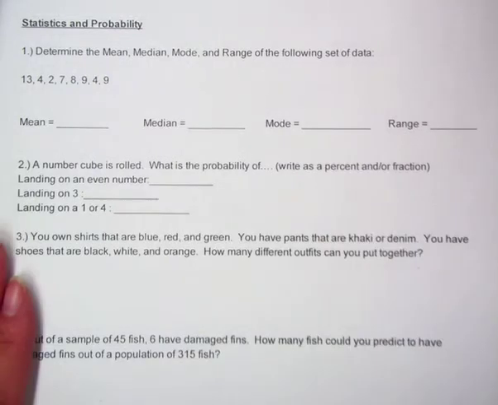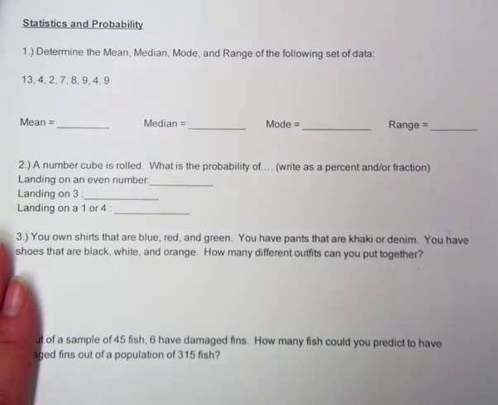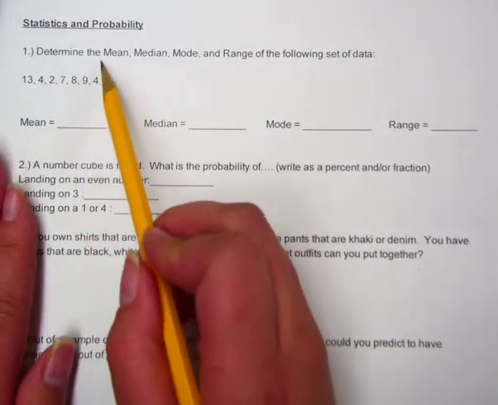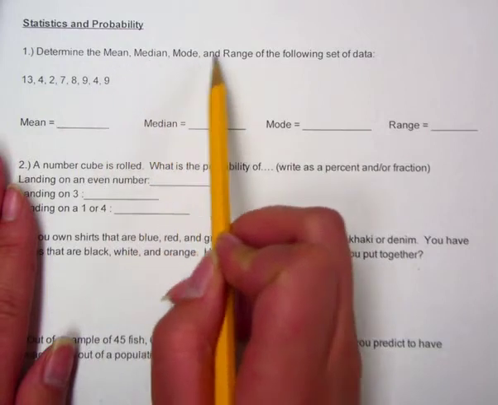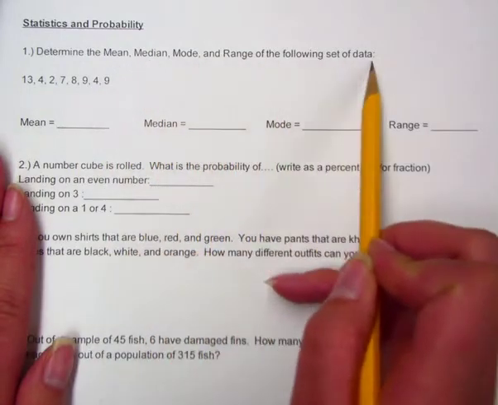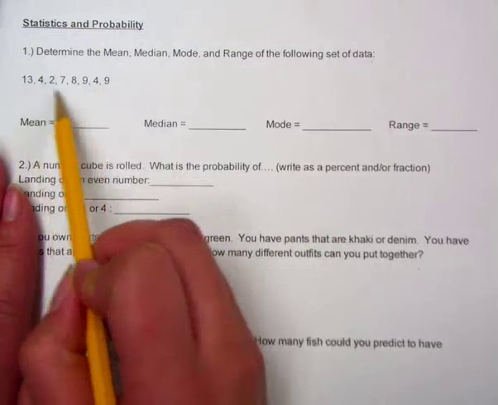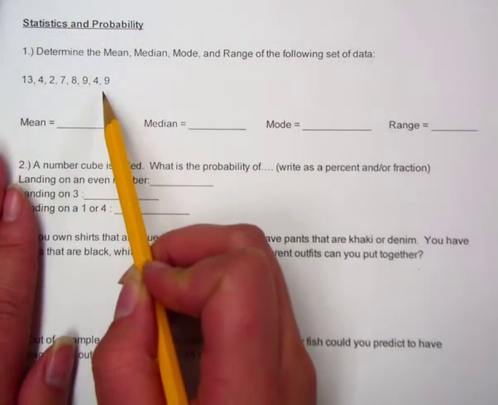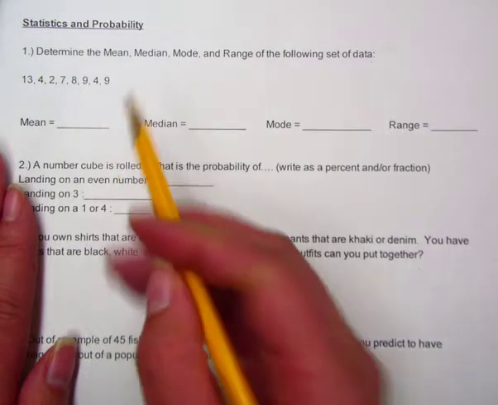This section is statistics and probability. First question, number 1. Determine the mean, median, mode, and range of the following set of data. So here's our numbers right here. Let's first start by putting them in order from least to greatest.